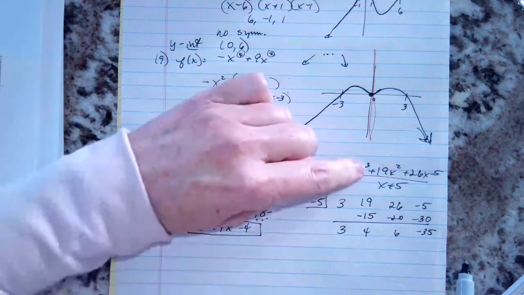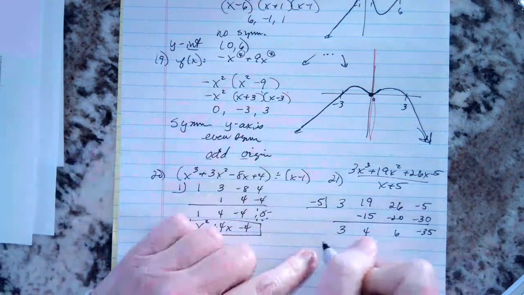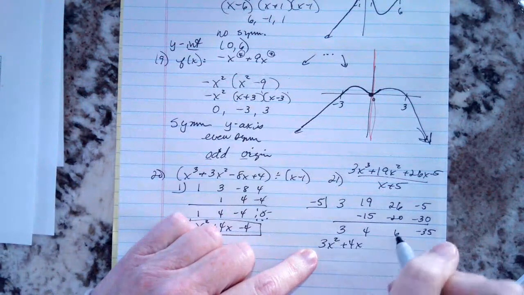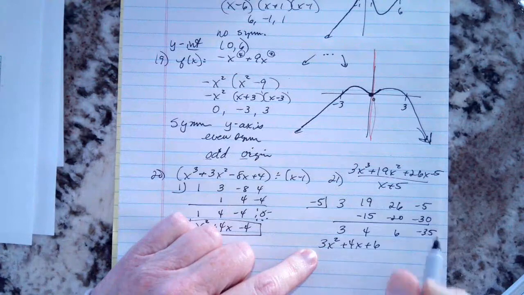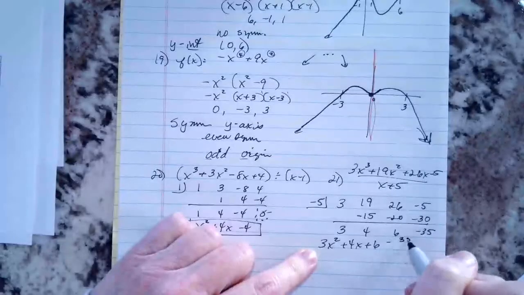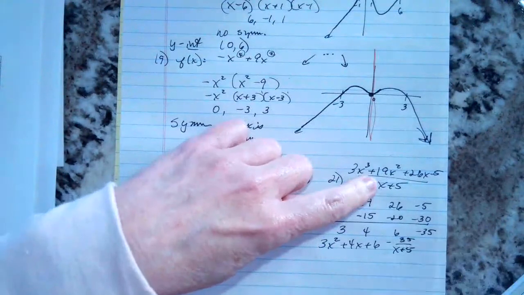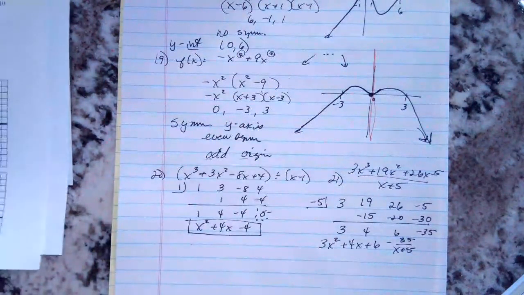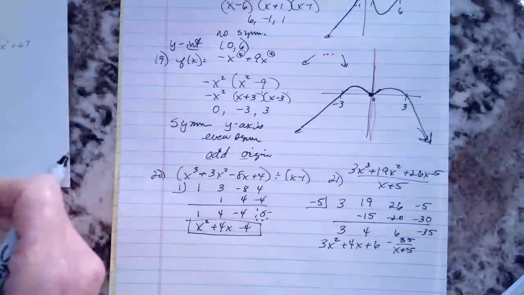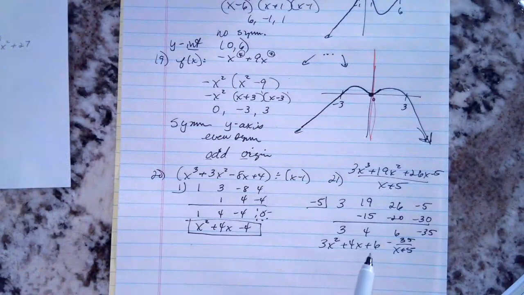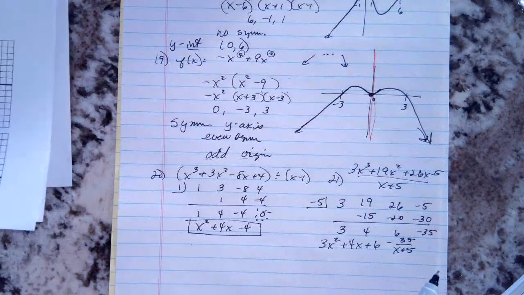Okay. This was x to the third, so you know this is 3x squared plus 4x plus 6, and then minus 35 over what we were dividing by. And that's our answer. Let me just peek at that to be sure that I didn't muck that up. Lots of ways of mucking that up. 4x plus 6, good, good deal.